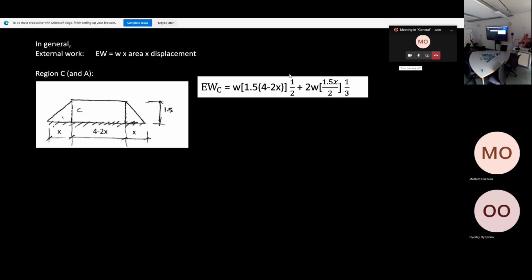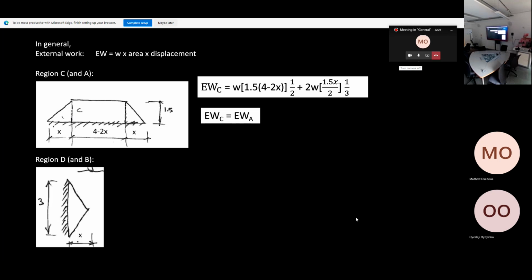And then you expand the brackets and simplify it. Remember, the external work for A and C are the same. So in other words, this here you multiply by 2. Now we do the same for region D or B.